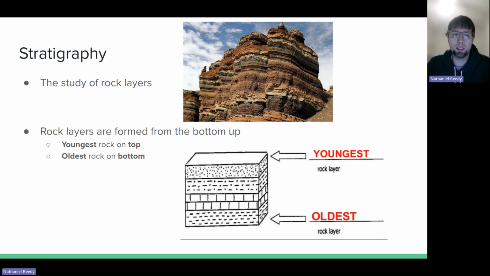If you haven't reviewed it yet, it is the study of rock layers. Rock layers are formed from the bottom up, which means that the oldest rocks are on the bottom and the youngest are on top. This makes sense if you think of a blank slate, and then along come some sediments. Those settle in, get compacted and cemented together, and then another layer comes on top. They get compacted and cemented together, and then another layer comes on top. So the ones on the bottom formed first, which means they're the oldest, and the youngest, or the current layer that's now forming, is the youngest layer.